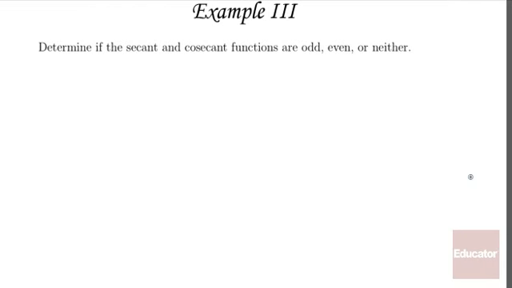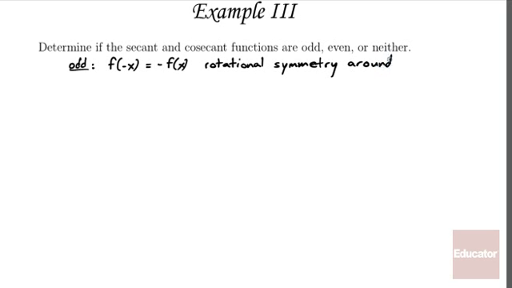For our next example, we're asked to find whether the secant and cosecant functions are odd, even, or neither. And so let's remember what the definitions of odd and even are. Odd is where f of negative x is equal to negative f of x. And also, by looking at the graph, you can identify odd functions. They have rotational symmetry around the origin.